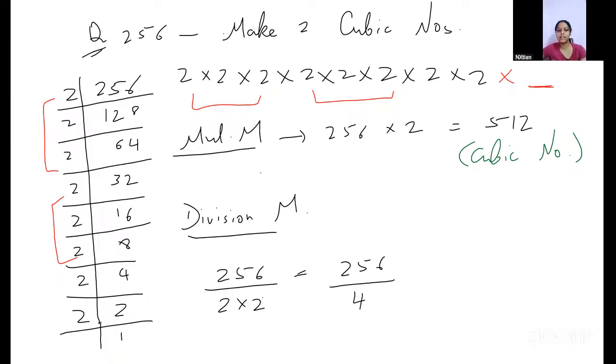Why am I dividing with 2 times 2? Because in division, I divide with what I have, and in multiplication, I multiply with how much more I need. Okay. So I'll get, which is a cubic number.